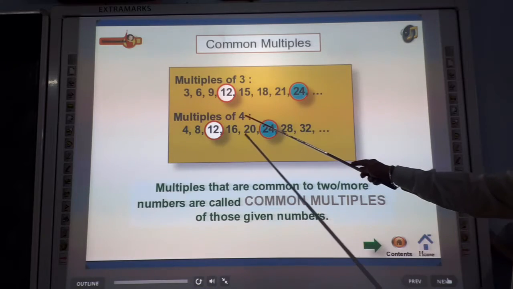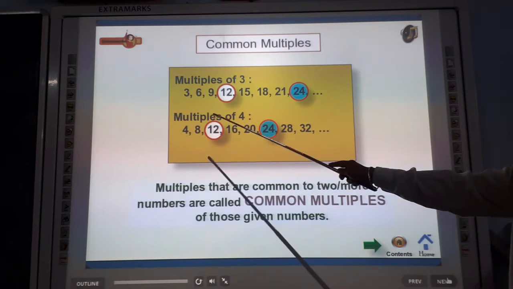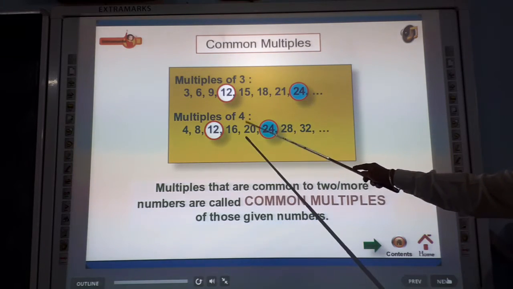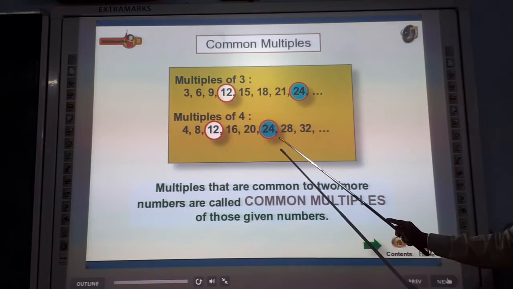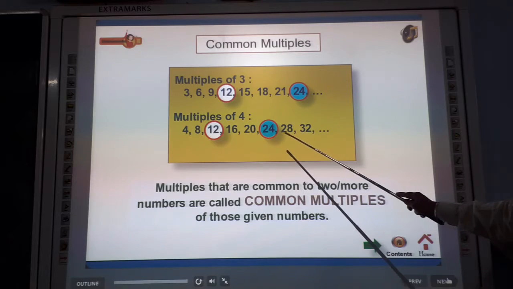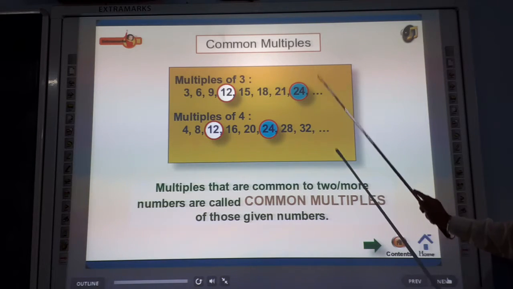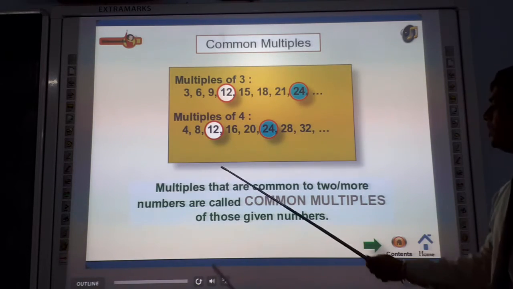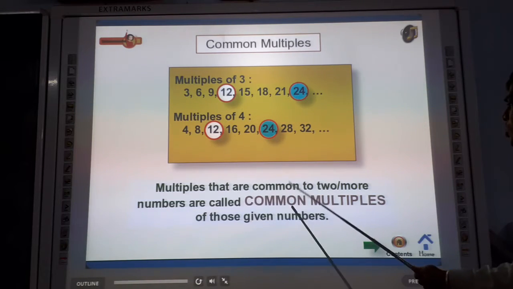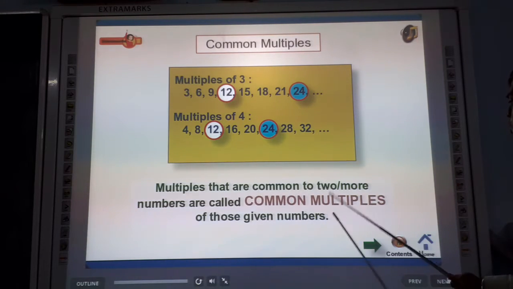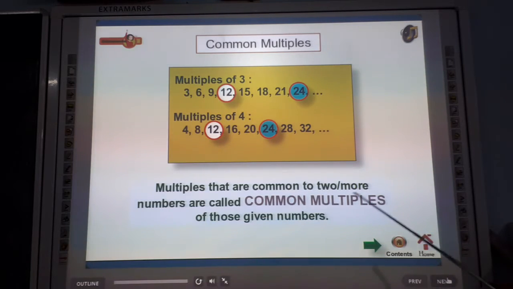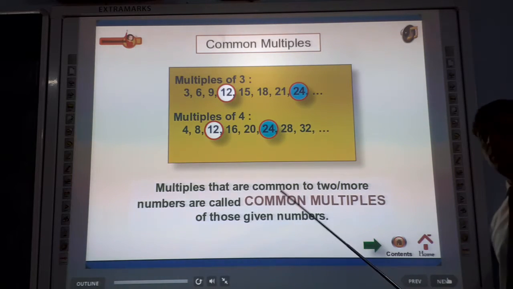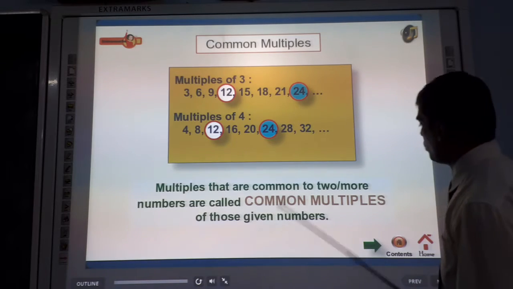And next, multiples of 4. 4 ones are 4, 4 twos are 8, 4 threes are 12, 4 fours are 16, 4 fives are 20, 4 sixes are 24, 4 sevens are 28 and 4 eights are 32 and so on. Okay. Multiples that are common to two or more numbers are called common multiples of those given numbers. Okay student, look at this.